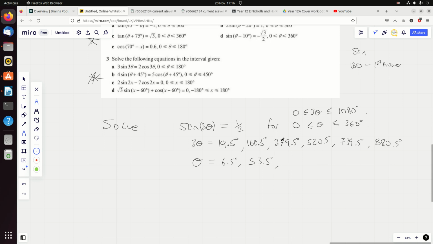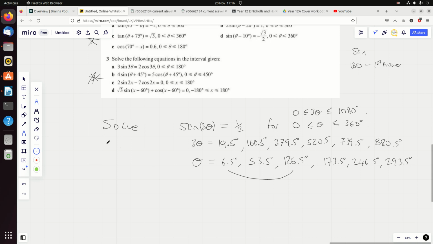So 379.5 divided by 3 gives you 126.5. This is going to be a gap of 120, because normally it's a gap of 360, so that's a gap of 120. Same for this one. If I just add 120 to that, I'm going to get 173.5. And then if I add 120 to this, I'm going to get 246.5. But just think of this as dividing that by 3. And the next one, 880.5 divided by 3, you're going to get 293.5.